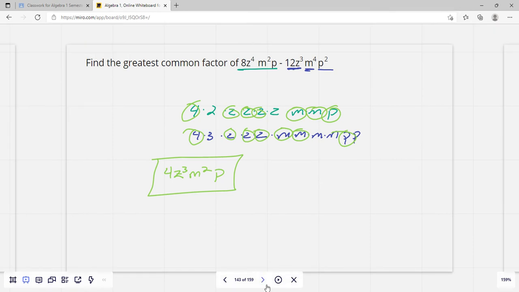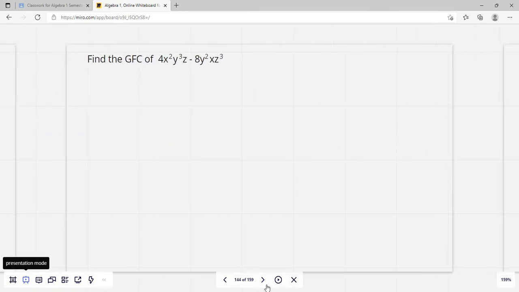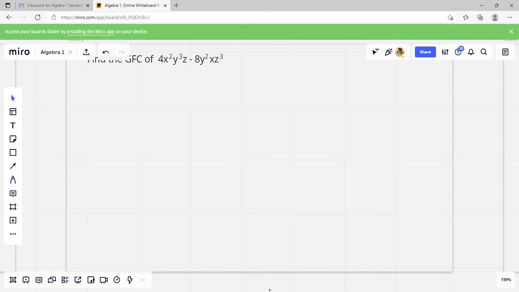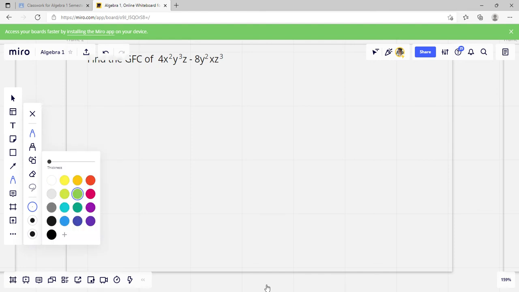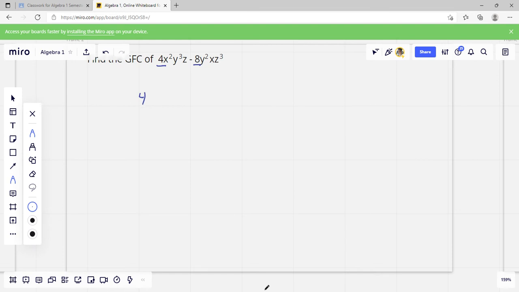Alright, let's try another one without writing it all out like that. So for this one, first we're going to need to find our number part. So what number goes into both 4 and 8? That would be 4. Okay, how many x's do they have in common? This one has 2 x's, this one has 1 x. So they both have at least 1 x. The y's, this one has 3 y's, this one has 2, so they both have at least 2 y's. And our z's, we've got 1 and 3, they both have at least 1 z. So there's our greatest common factor for that one.